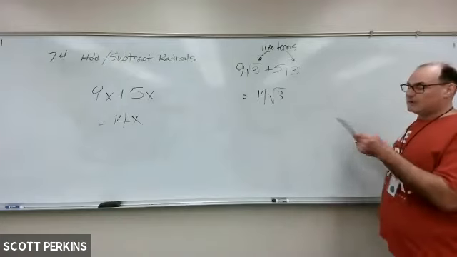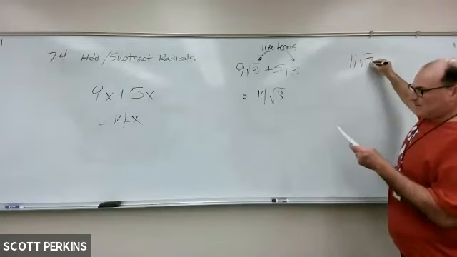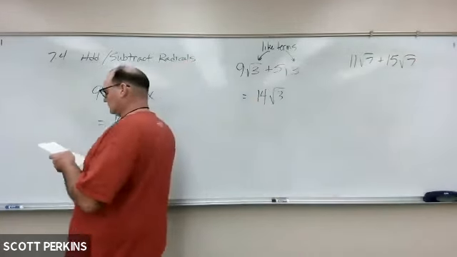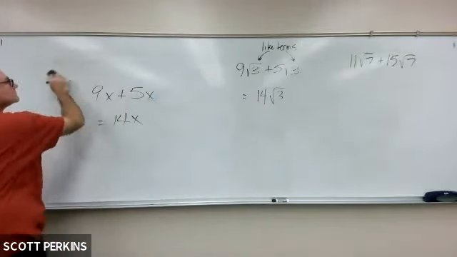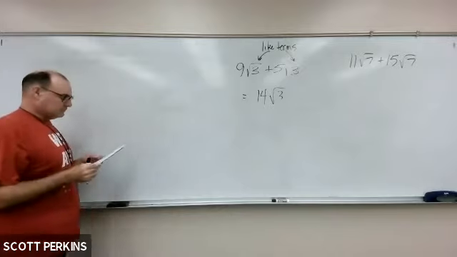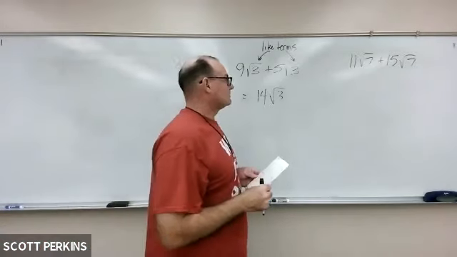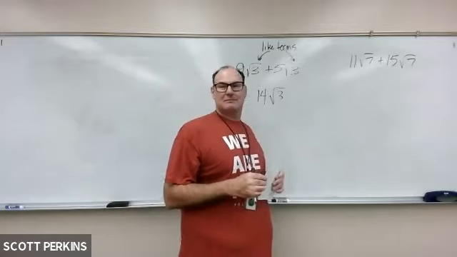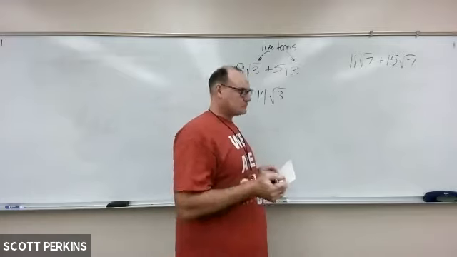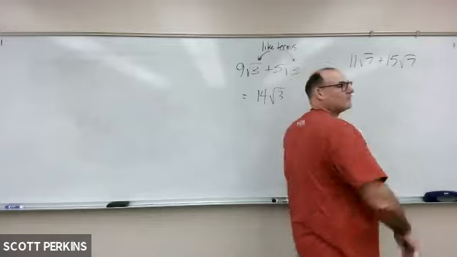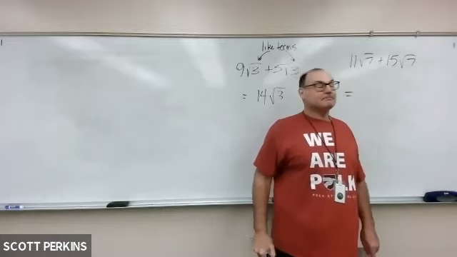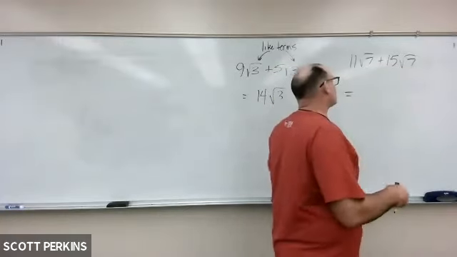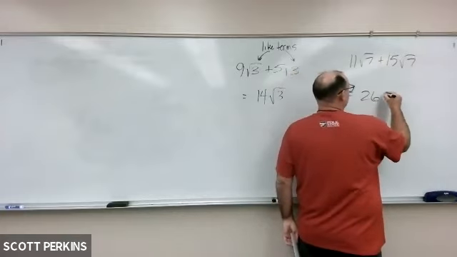So here's a problem for you. I'd like you to do this. 11 square root of 7 plus 15 square root of 7. Are those like terms? So if I have 11 of these square root of 7s, and I have 15 of the square root of 7s, how many square root of 7s do I have total? 26 square root of 7.